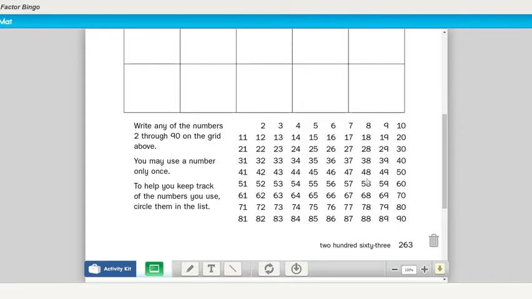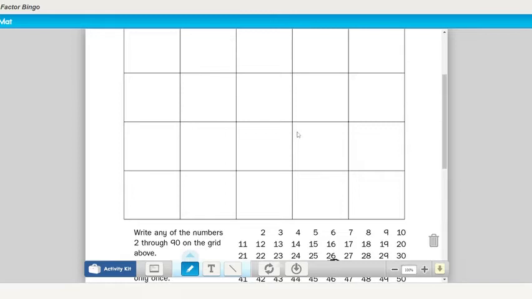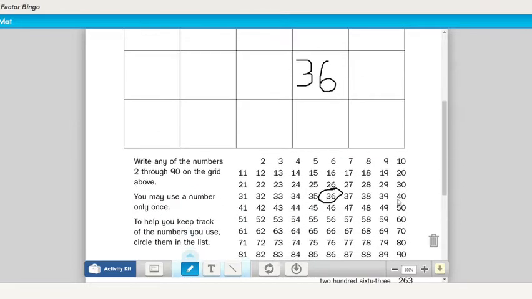So let's say I'm going to pick just a number at random. I'm going to pick this number right here. Oh, this number is 36. I'm going to take 36 and write it onto my board. Then I might pick another number. Maybe I'm going to pick the number 12. And then I'm going to write 12 somewhere on my board.